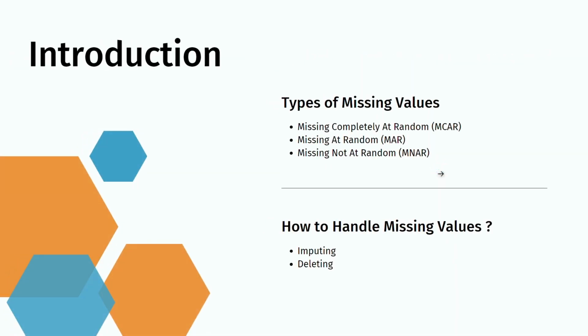Now, moving on, what are the types of missing values? There are three major types: missing completely at random. As the name suggests, in this the missing value is completely random and you cannot predict it using a different variable or a different feature, and the probability of a missing value is equal everywhere. So it's completely random and you cannot really make sense of why it is missing.